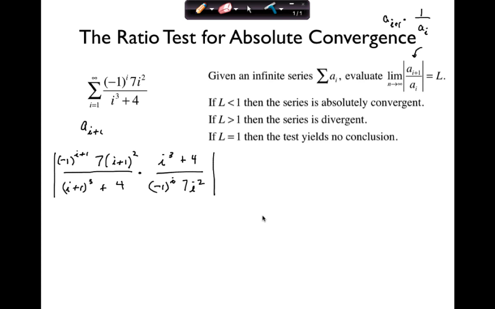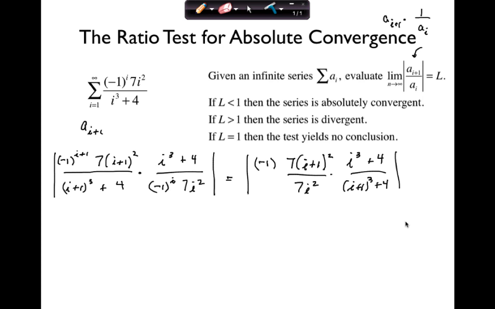Okay, and so when these get more complicated, what you want to do is gather like things together in the numerator and denominator. So first of all, negative 1 to the i plus 1 over negative 1 to the i. What is that going to equal? Negative 1 where? Top or bottom? Top. You've got one more negative 1 multiplied in the top than you do the bottom. So that will leave just one negative 1 in the top. Okay, and then we're going to gather like stuff together here. 7 times i plus 1 squared and the 7i squared, those are alike, so we gather those together. And then we gather these together: i cubed plus 4 and i plus 1 cubed plus 4. Okay, any questions so far? Have I done everything correctly?